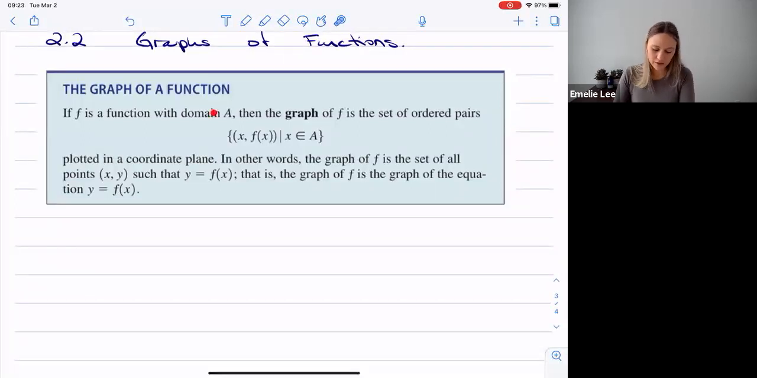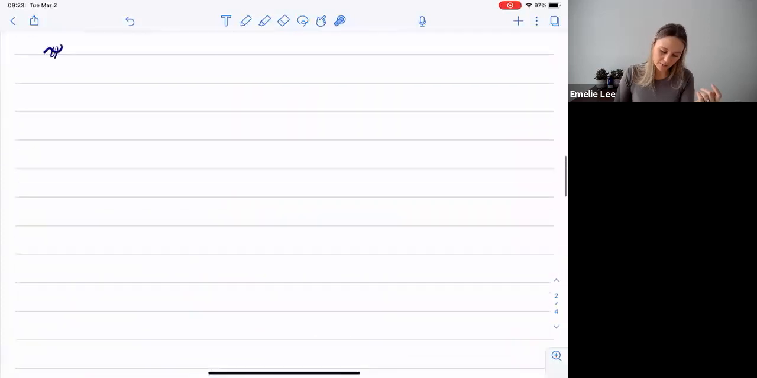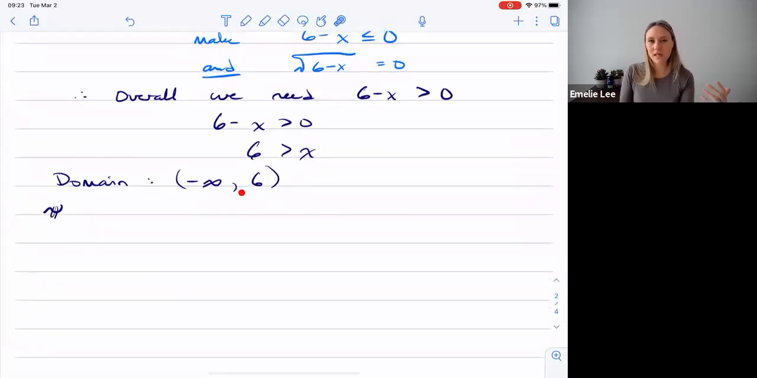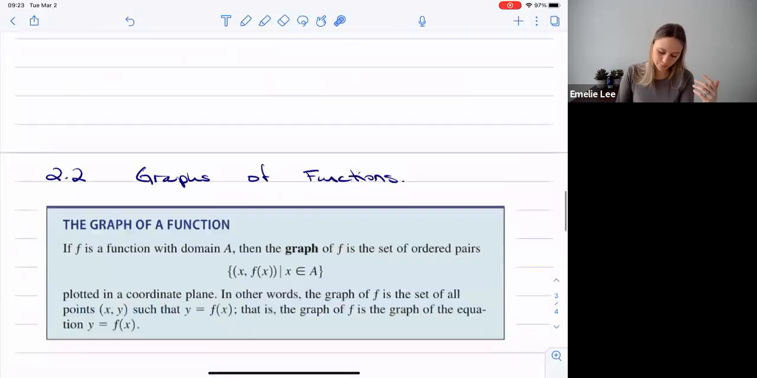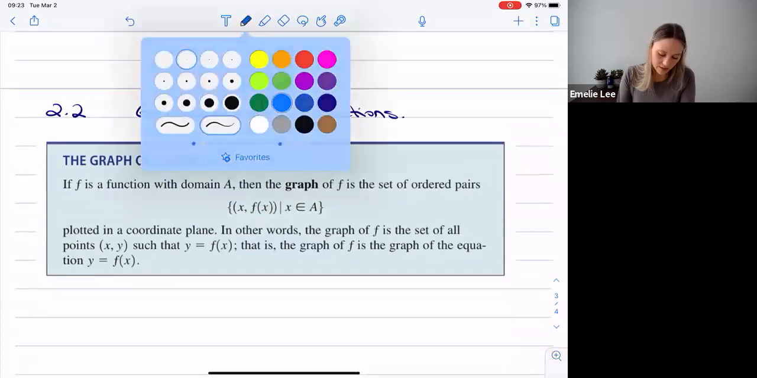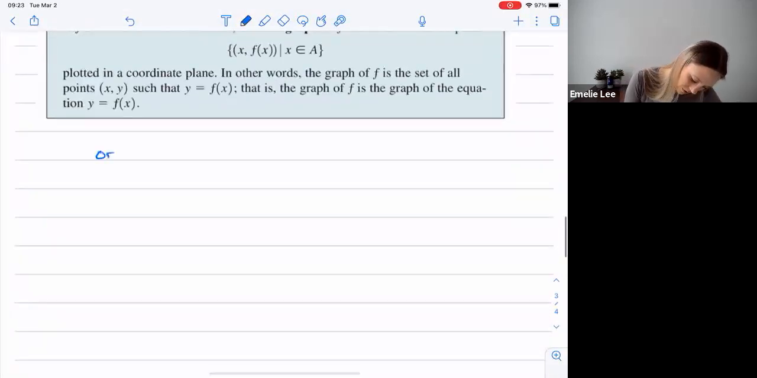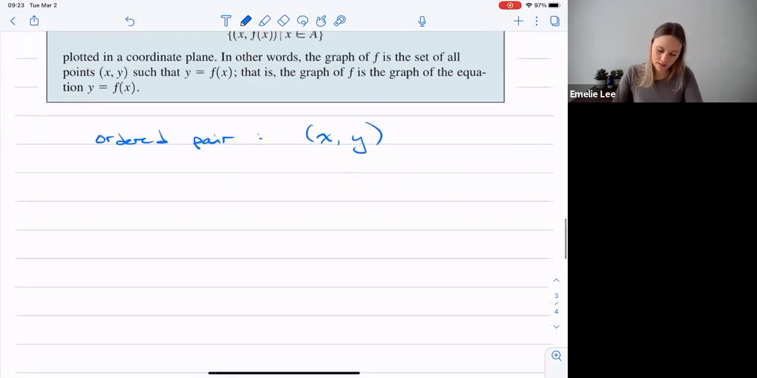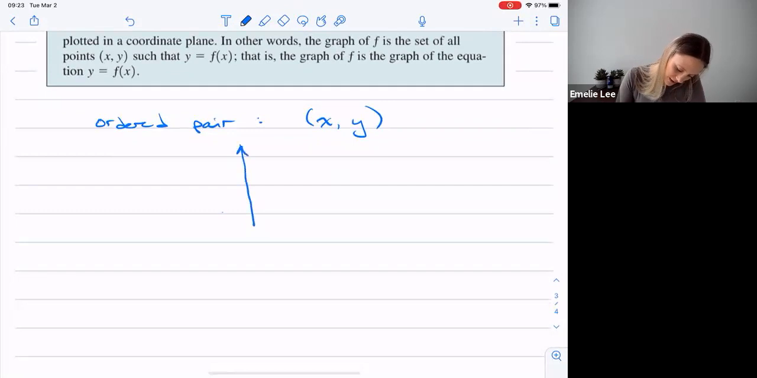So if f is a function with domain A, some domain, just like we decided up here, so maybe in this case, negative infinity to 6, then the graph is the ordered pairs x and f of x, right? So x is the x value and f of x is the y value. So here, let's make a note that an ordered pair will always look like this, x comma y, where you have your x-axis here and your y-axis here.